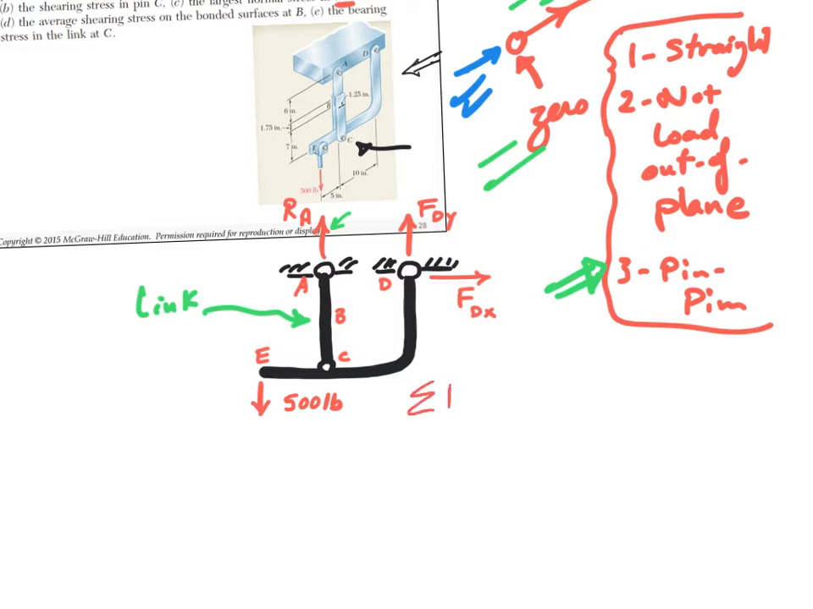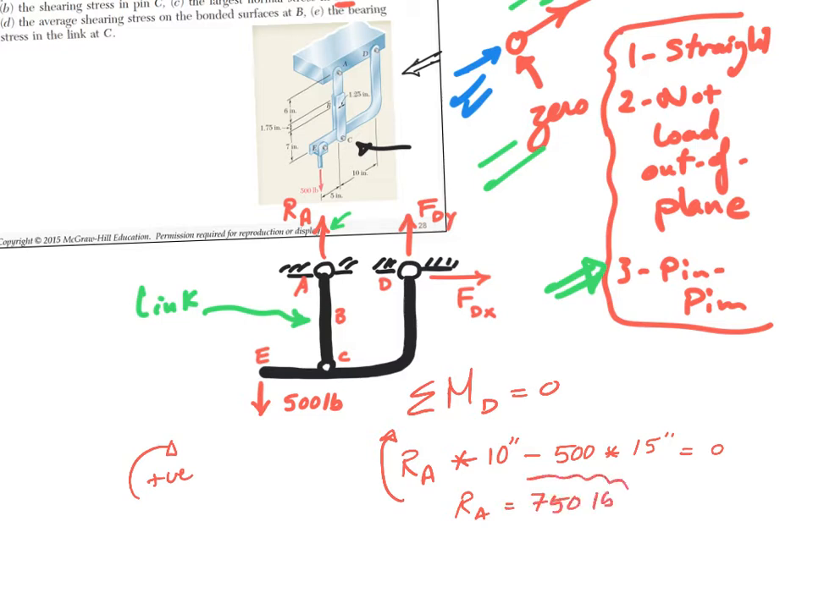Sigma moments at D equals 0. So in this case I have RA times, so RA is going this way, consider this way is my positive, RA times 10 inches. Can you read from that distance? Up here, 10 inches. Plus or minus? Minus 500 times, it's about D, times 15. Everybody understands this? Equals 0. And then from this, solve for RA. RA equals what? 750 pounds. Okay, pounds is LB. So 750 pounds are here.